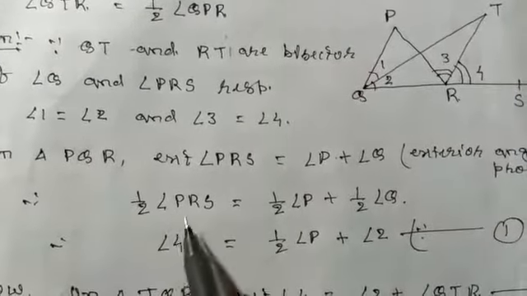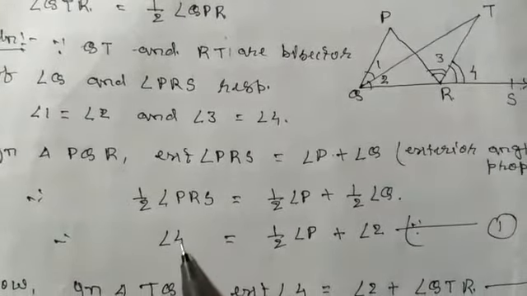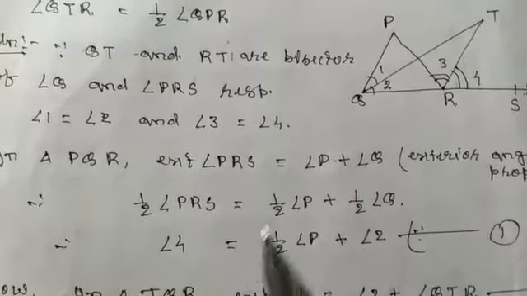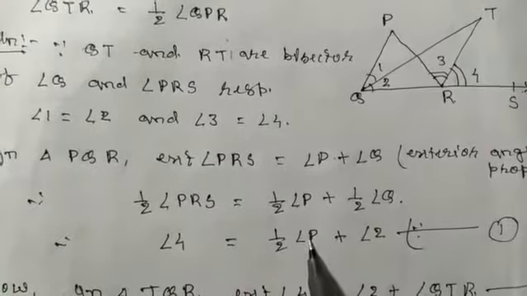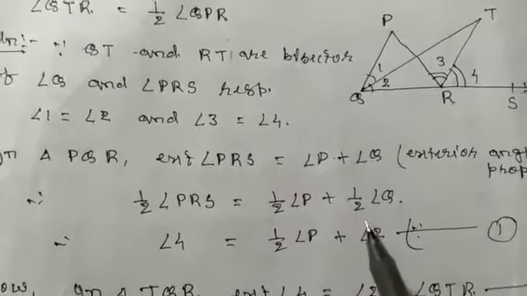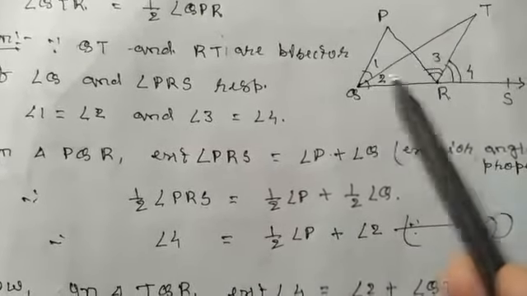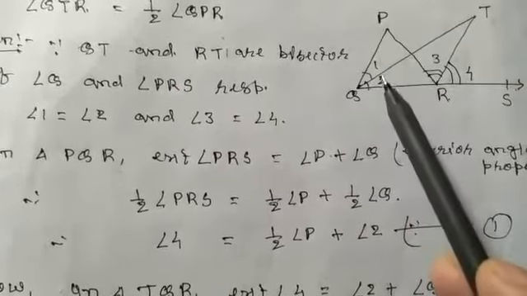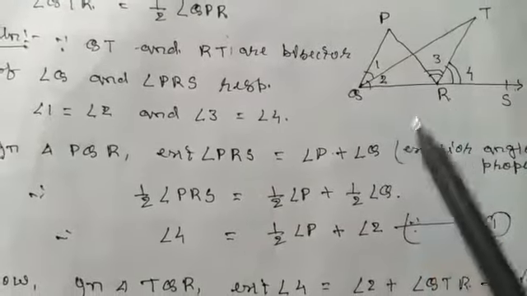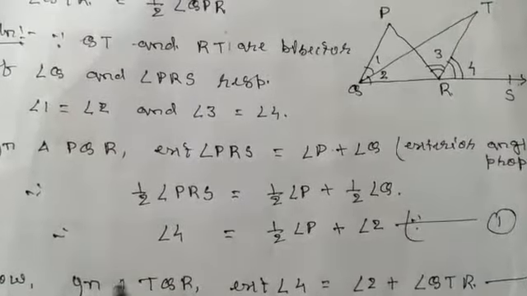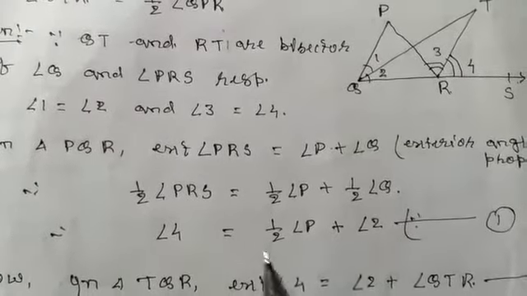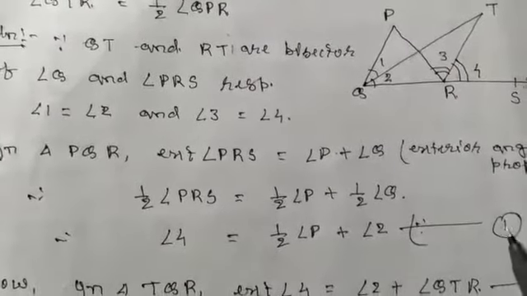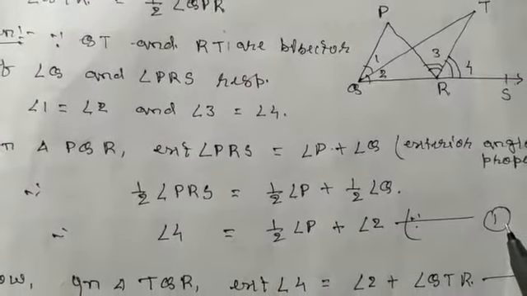So we can write half of angle PRS equals angle 4 equals half of angle P as it is, plus similarly half of angle Q can be written as angle 2, because angles 1 and 2 are both equal. So angle 4 equals half of angle P plus angle 2, and suppose this is our equation 1.